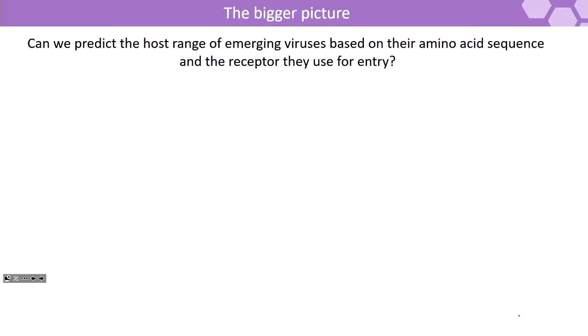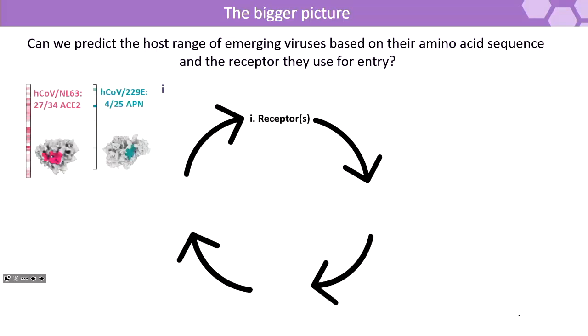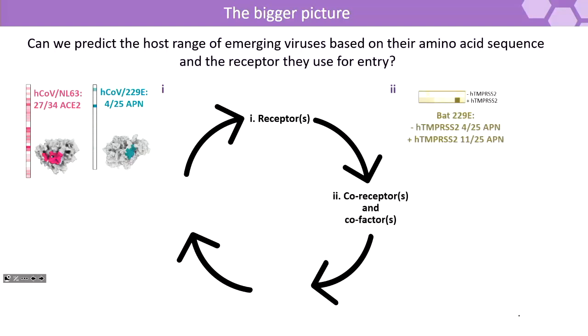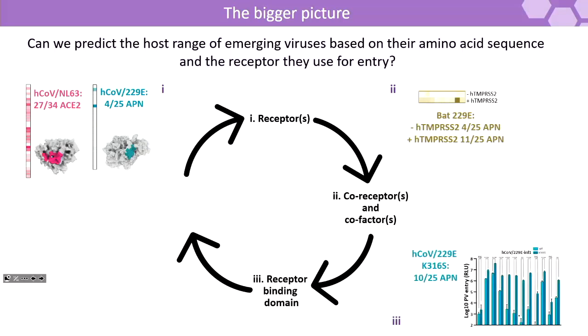So the bigger question I discussed at the beginning: can we predict host range based on amino acid sequence and receptors? The answer is it's not that easy, because host range depends on the proteinaceous receptor, but as I showed you for Batu2-E, it also depends on cofactors and co-receptors. It depends on the sequence of the RBD, as shown by human 2-E, and how we could modify host range based on one point mutation.